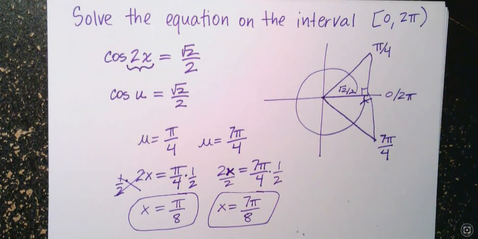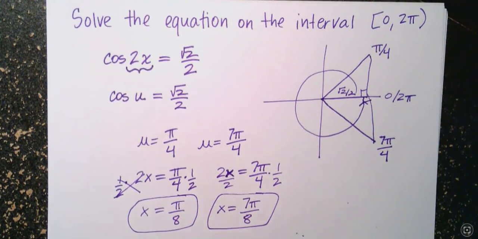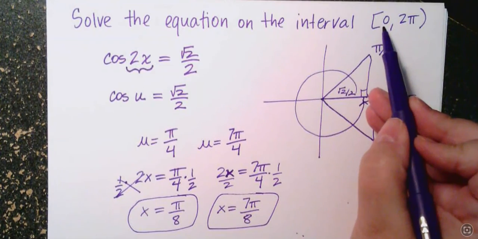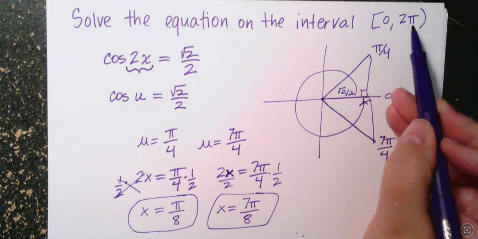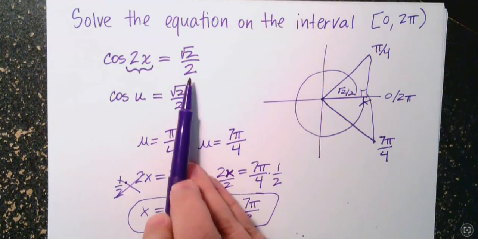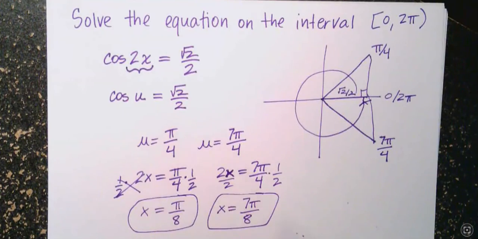All right, so those are my two solutions. I'm only going to have two solutions because there's only two places between 0 and 2 pi that the cosine has a value of positive square root of 2 over 2. Those are my answers. If they had asked me to do it finding all solutions, I would have to do something a little different. So let's look at a problem like that.